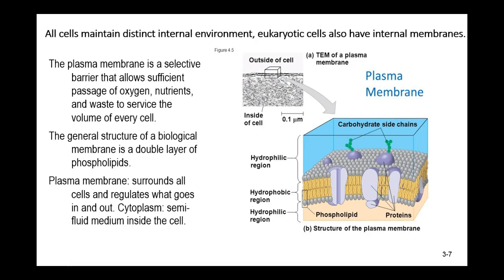The membrane surrounds cells, and then inside the cell you have the cytoplasm, which is a semi-fluid medium, meaning it's a little bit thicker than water, but water-like. You can think of it that way, to allow things to move around with ease inside the cell.